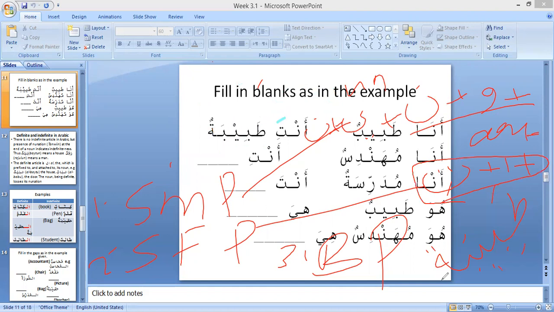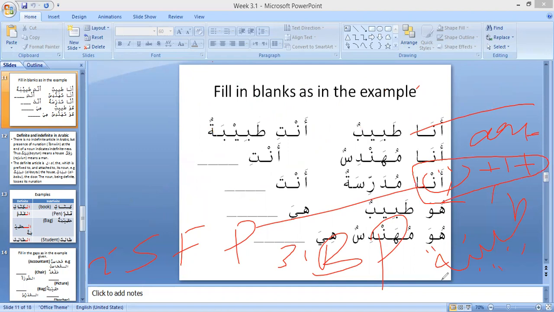Who can try that one? What do we add, sir? This long vowel and ta then. So is it tabibat? Okay, tabibat. Can someone else? Yeah, you're correct. Someone else? Tabiba becomes what?